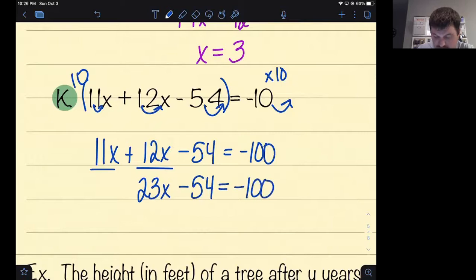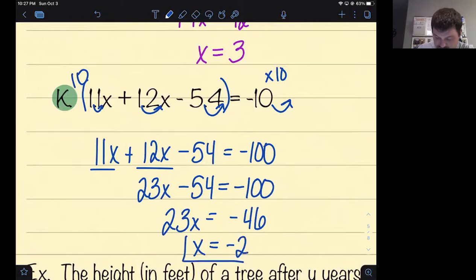Add 54 to both sides. Negative 100, I'm adding 54, so it should be negative 46. And then I'm going to divide by 23. And when I divide by 23, 23 goes into 46 twice. So it's going to go to negative 46, negative twice, and that's going to give me negative 2.